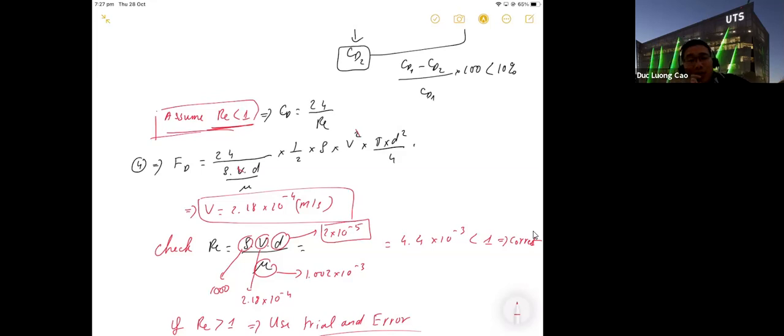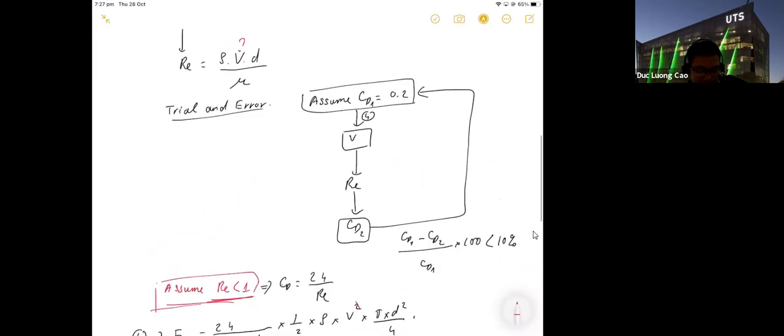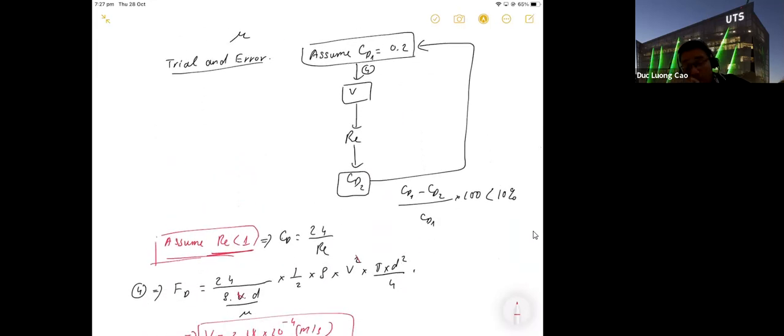Do you have any questions? Do you know why we have to use the trial and error method and why we can assume a Reynolds number smaller than 1? Any questions?